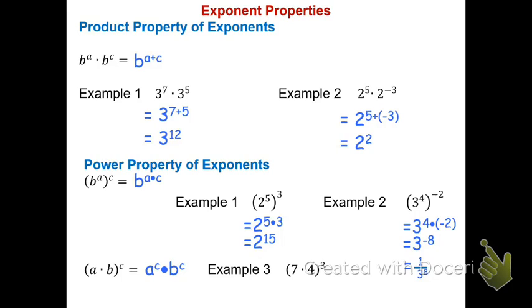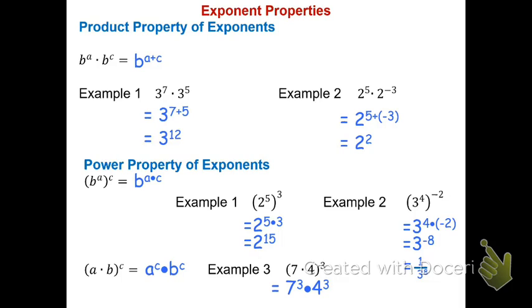Let's try the example. The quantity 7 times 4 raised to the 3rd power. We can split it and say it's really 7 to the 3rd times 4 to the 3rd. Now we could also use order of operations and clean the parentheses up and say that 7 times 4 is 28 and just say it's 28 to the 3rd power. But that's going to be a lot harder to multiply out.